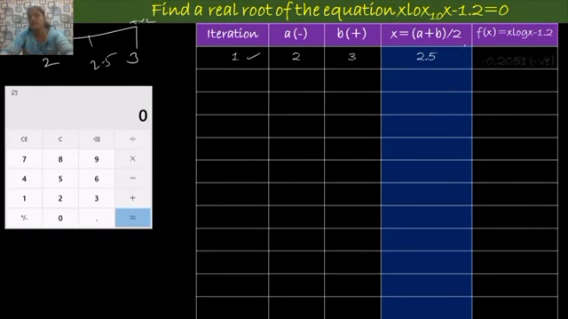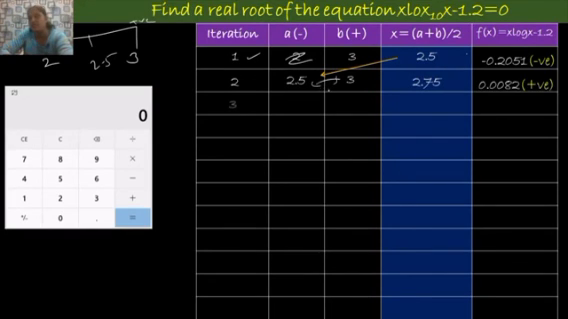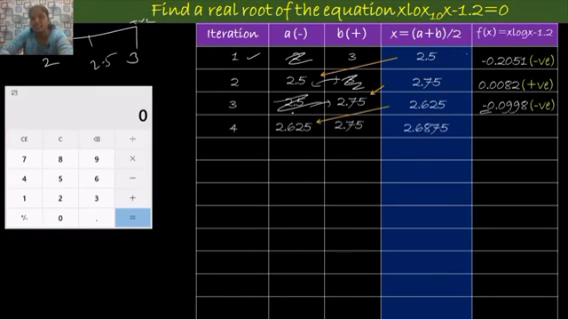At 2.5 the function takes a negative value, that is, x log x minus 1.2 at this point is negative. So if it is negative, replace the value of a by 2.5, and take the value of b as it is. Adding and dividing these two values by 2, you get 2.75. At this point, you get a positive value. If it is positive, replace the value of b in the next iteration. So add and divide these two values by 2, you get 2.625. At this point, you get a negative value. If it is negative, replace the value of a in the next iteration by 2.625. Take the value of b as it is, and add and divide these two values, you get 2.6875.